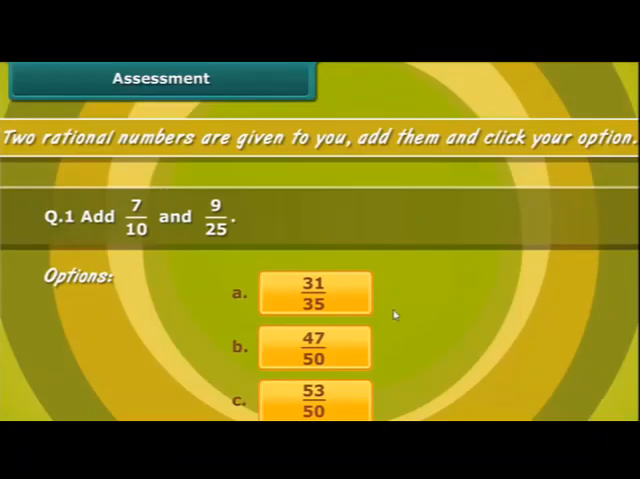Let us do some practice. Two rational numbers are given to you. Add them and click your option.